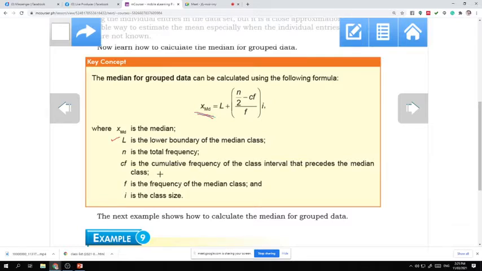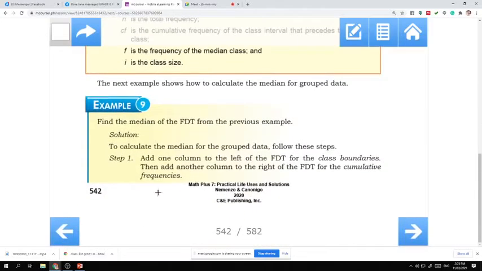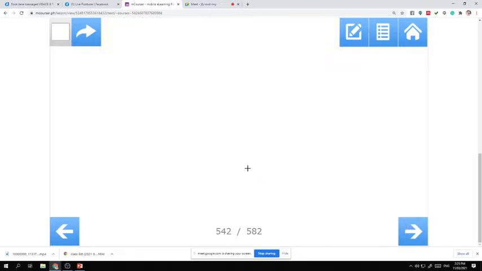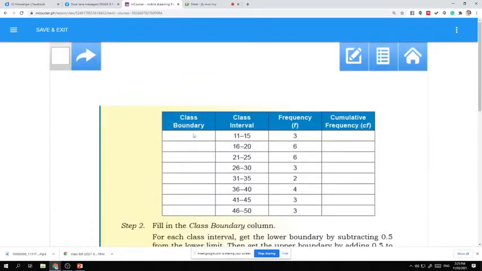Okay? And then divided by F. F is simply the frequency of the median class. Then i is the class size. Okay? These are the steps. Step number 1. Add one column before the frequency distribution table and another column after the frequencies. So if I'm going to have it this way, it will look like this now.